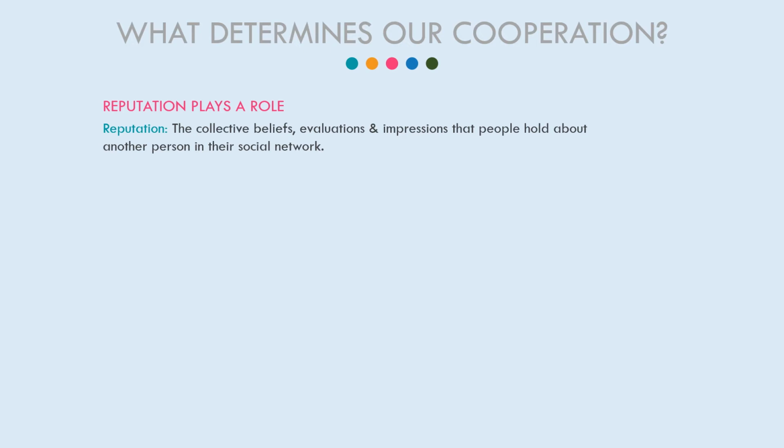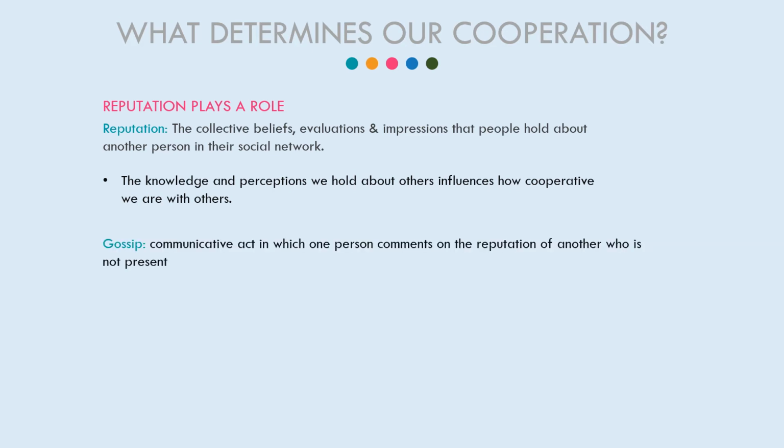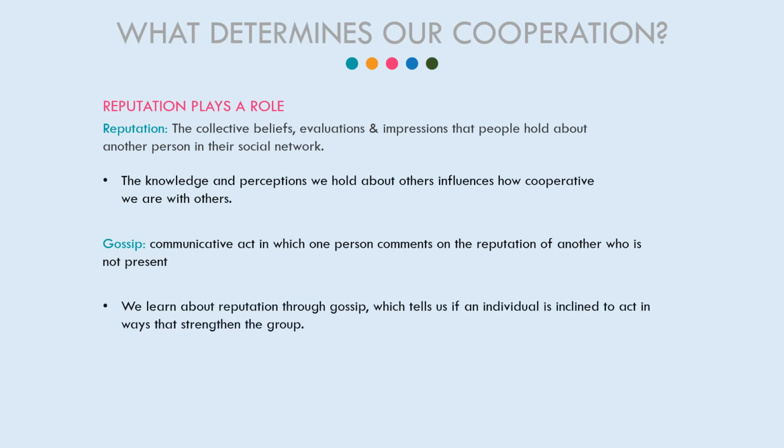Reputation is the collective beliefs and evaluations and impressions that people hold about another person in their social network. The knowledge and perceptions that we hold about others influences how cooperative we are with them. Gossip is a communicative act in which one person comments on the reputation of another who is not present. We learn about reputation through gossip, which tells us if an individual is inclined to act in ways that strengthen the group. We're more likely to cooperate with people believed to have a good reputation.